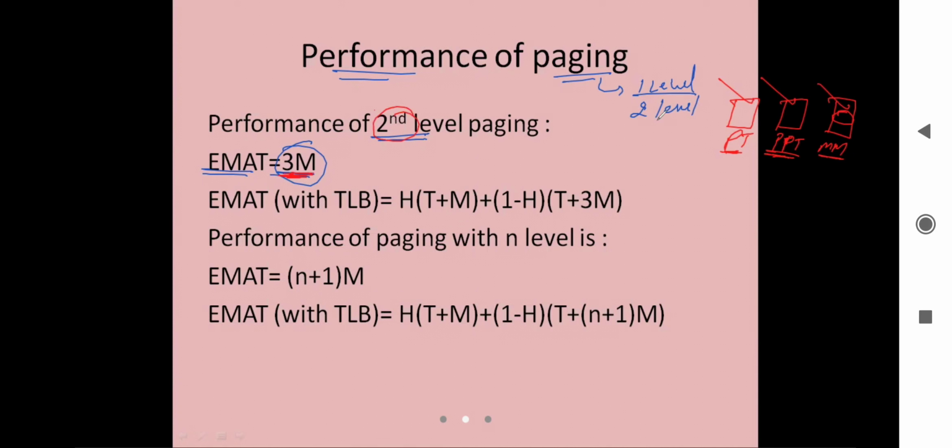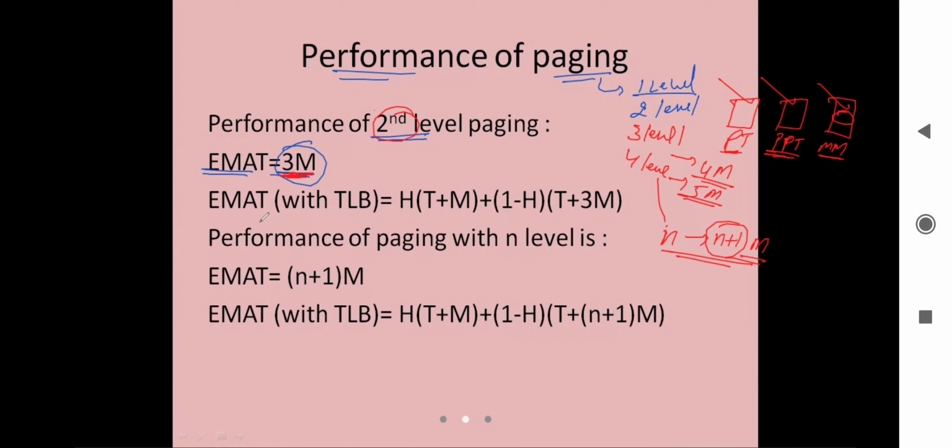If it is three level paging, then it will be 4M effective memory access time without TLB, right? If it is 4 level, then the effective memory access time will be 5M. And if it is N level, the effective memory access time will be N plus 1 M, right? So this is the effective memory access time without TLB.